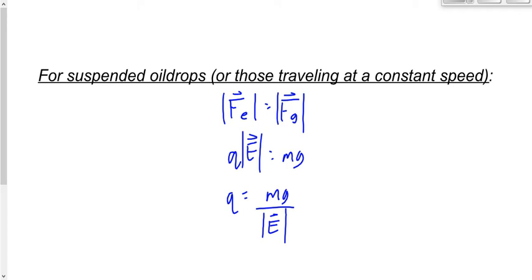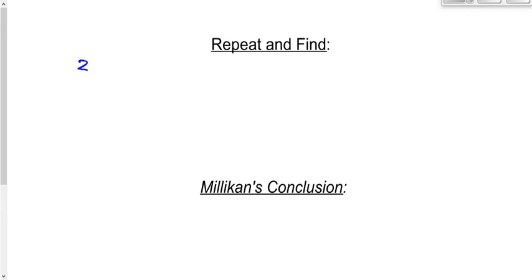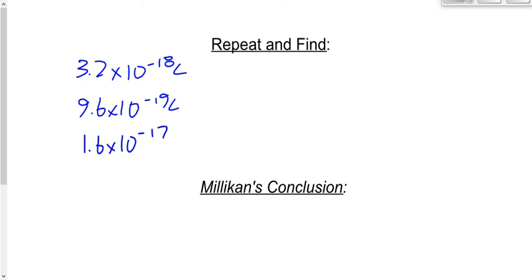Well, you're going to find the charge of an oil drop once, and then you're going to repeat and repeat again. Repeat it hundreds of times. Get the charges of hundreds of different oil droplets. What kind of values would we expect to get? Well, we might get 3.2 times 10 to the minus 18 coulombs. We might get 9.6 times 10 to the minus 19 coulombs. These exact numbers are not particularly important here, guys. We might get 1.6 times 10 to the minus 17 coulombs. We might get 1.6 times 10 to the minus 19 coulombs. Or 4.8 times 10 to the minus 19 coulombs.